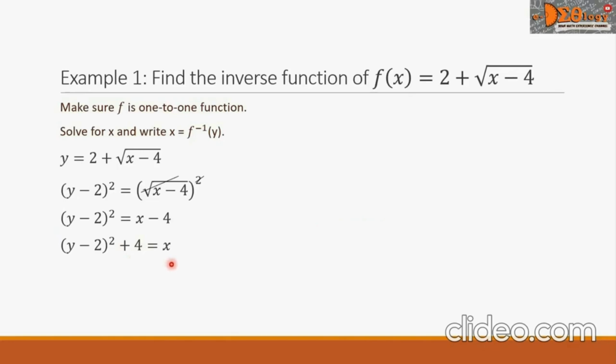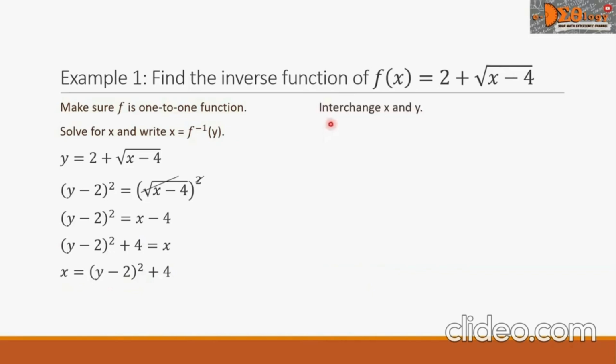And then we will just interchange the position of the left side member and the right side member, making this x to be on the left side. So you see here we have x equals the square of y minus 2 plus 4. And at this point, we are done with our step 2.